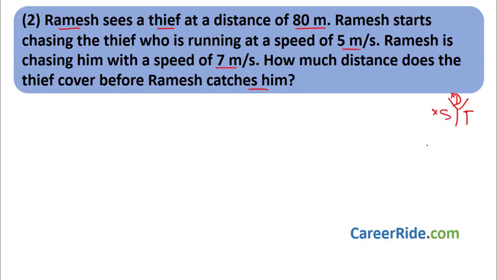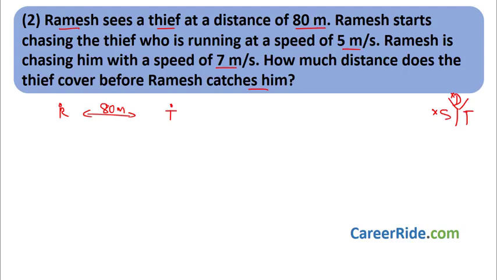Okay, let's see how. This is not an average speed sum, so even that category is gone. So let's check out whether the time is the same or not. Here Ramesh is standing and here the thief is standing, right? And the distance over here is 80 meters.